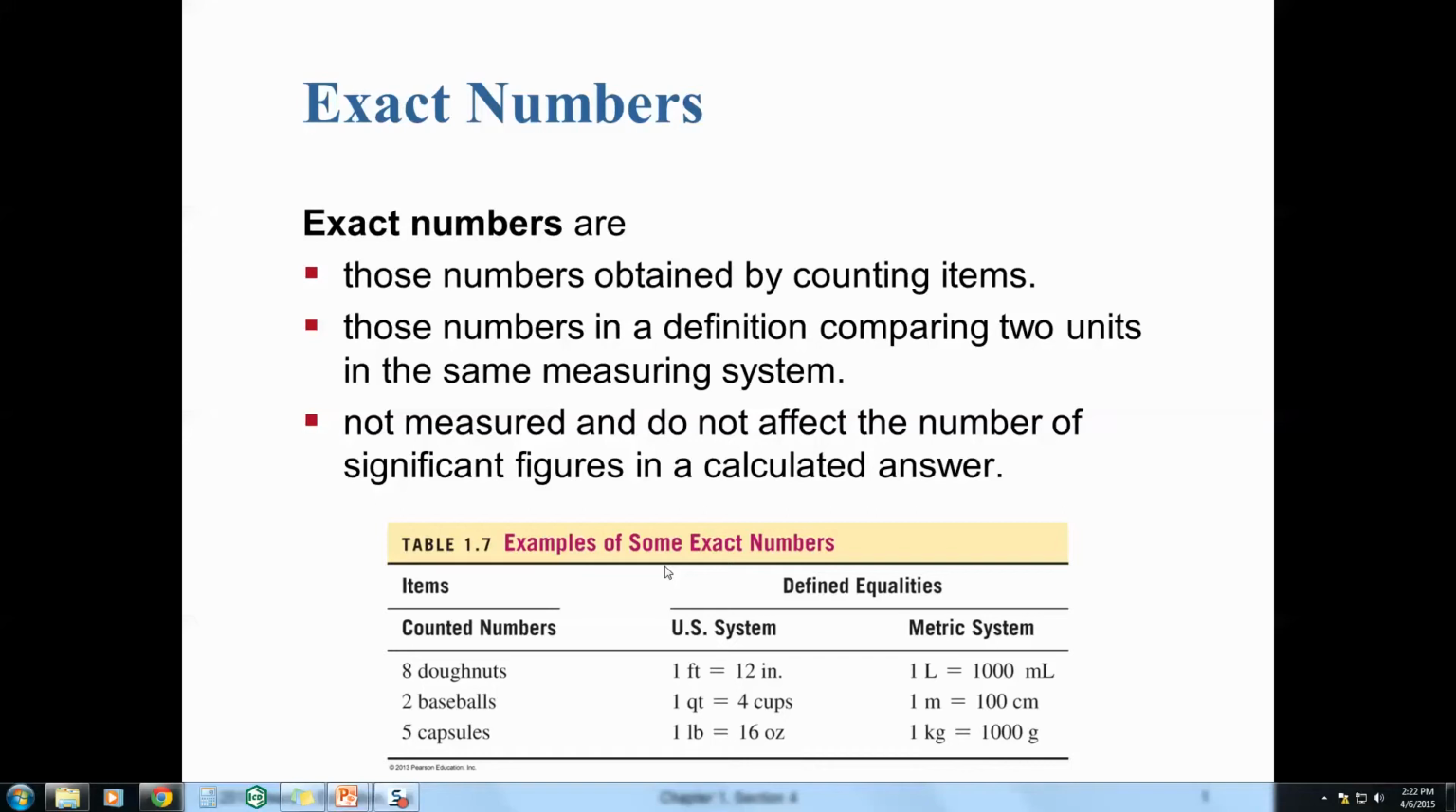And the other place we encounter them are going to be the coefficients in balanced chemical equations. We'll be talking about chemical equations in a future chapter.